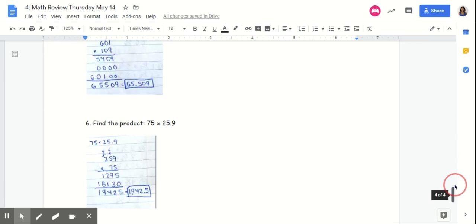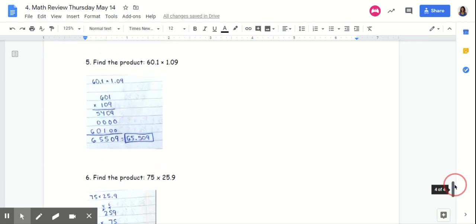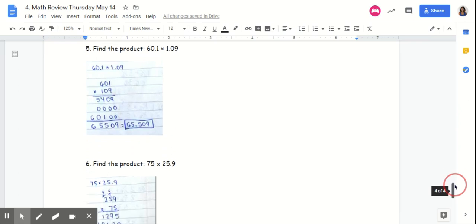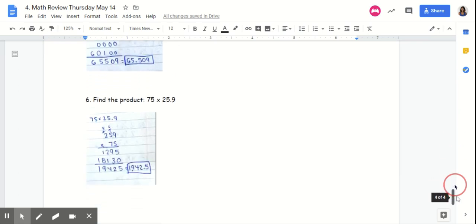All right. Now, if you are still having problems with multiplying decimals within numbers, please reach out to your teachers, ask those questions so you guys do not have any more problems with this. Again, this is all review, considering this is math review today.